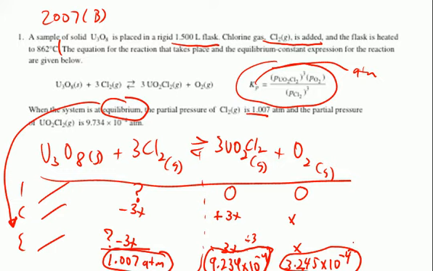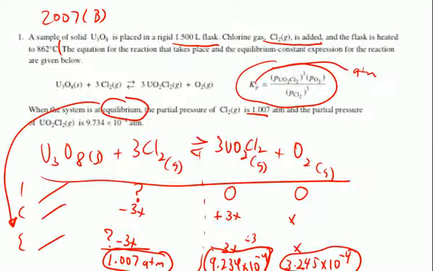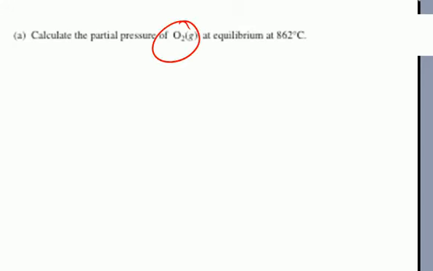Let's see how much of this problem we can solve given the information that I have. Part A: calculate the partial pressure of O2 at equilibrium. Let's go back. I think we did that. Yep, there's the answer to A. The partial pressure of O2 at equilibrium is x, from the ICE chart.